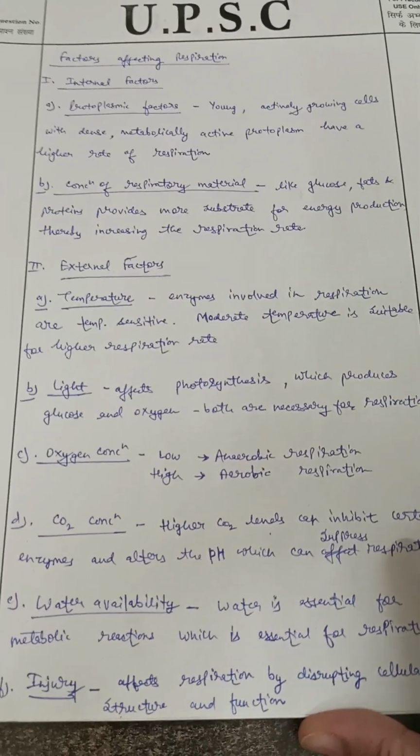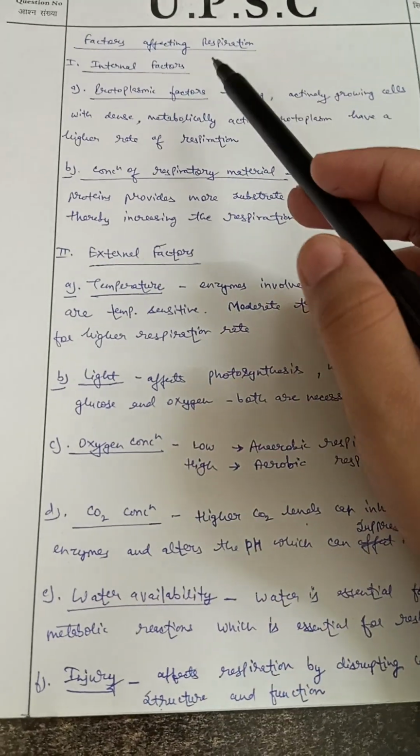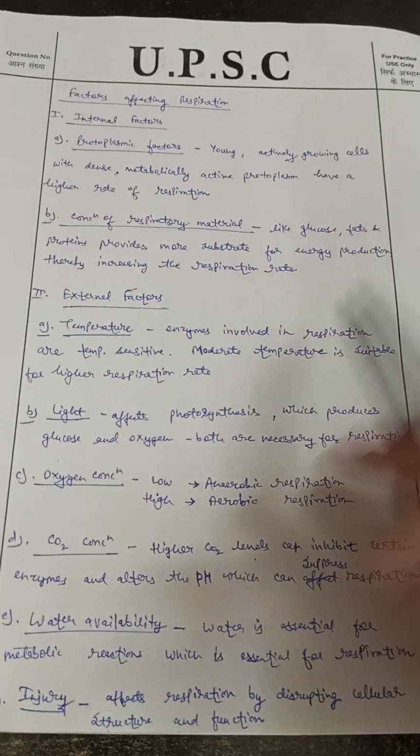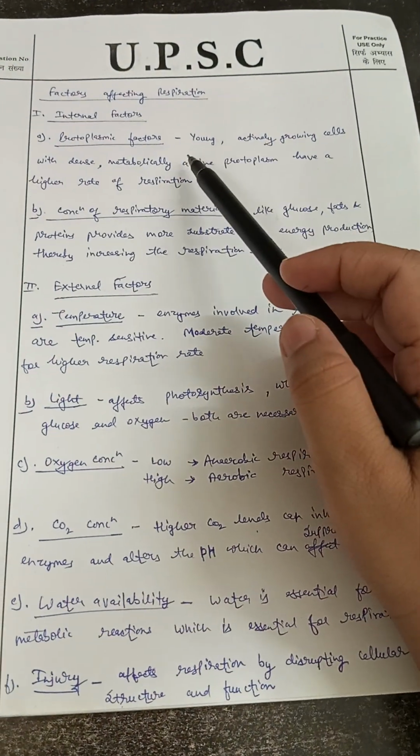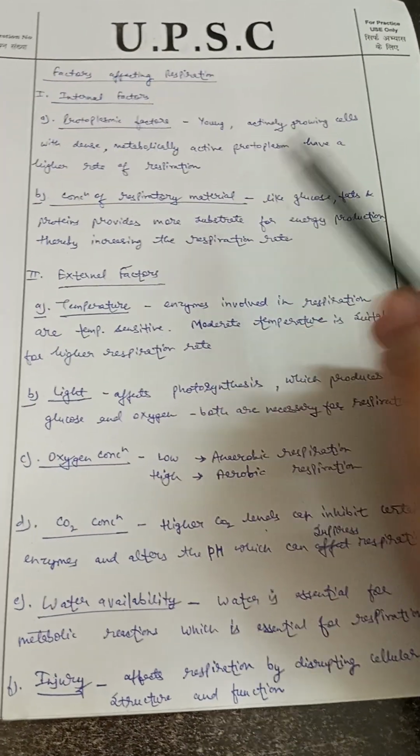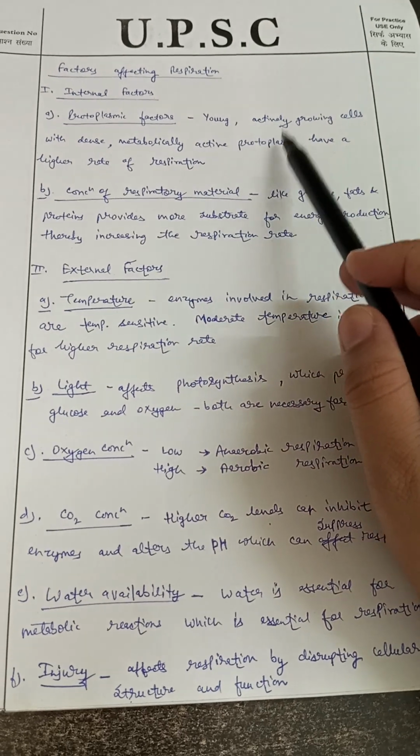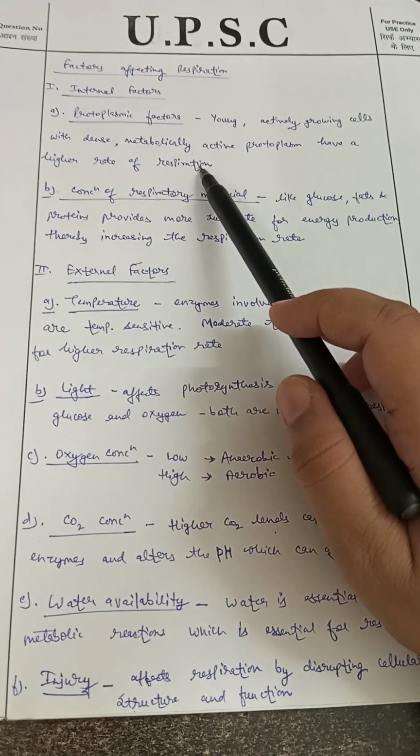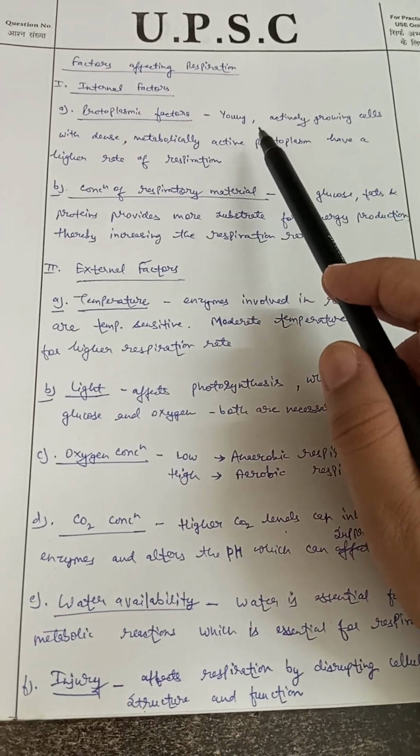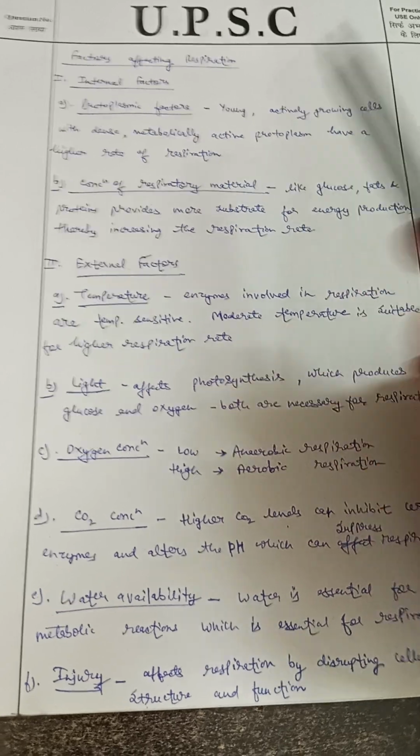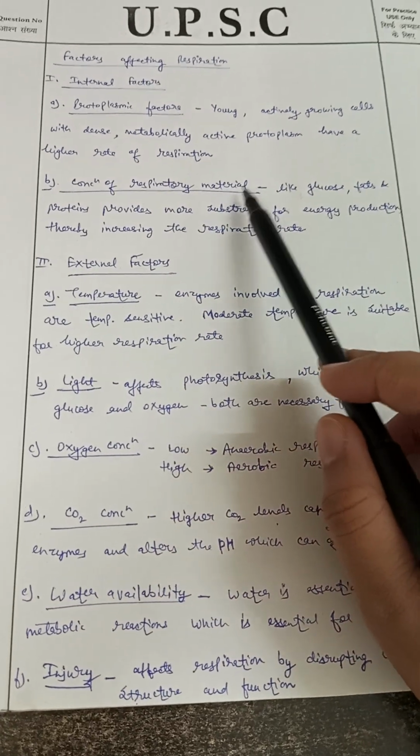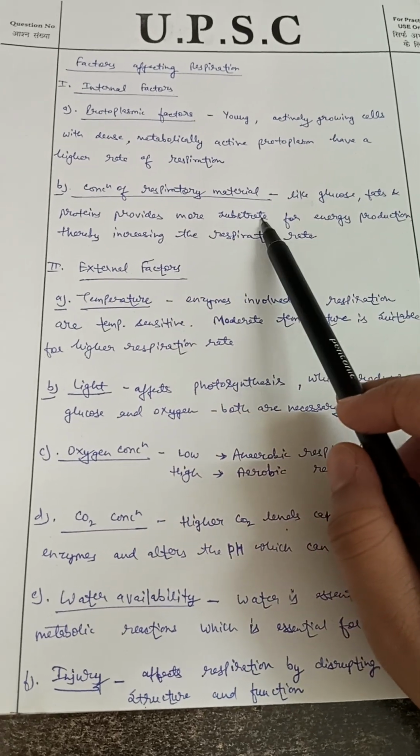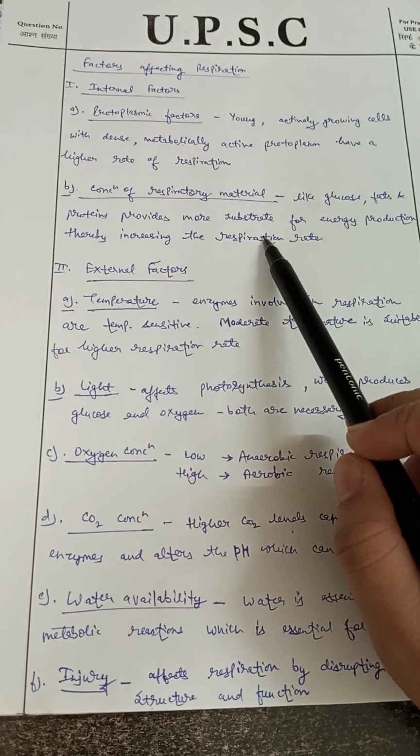Now the second part of the question is factors affecting respiration. Here two types of factors are there. First is internal factors and second is external factors. In the internal factors, protoplasmic factors and concentration of the respiratory material are there. Young actively growing cells with dense metabolically active protoplasm have a higher rate of respiration, while dull or older cells have a lesser rate of respiration. Then concentration of the respiratory material. Higher concentration of materials like glucose, fats and proteins provides more substrate for energy production and thereby increases the respiration rate.